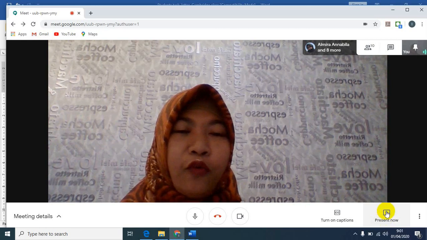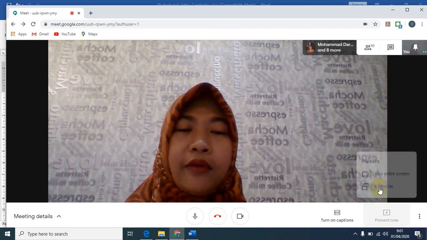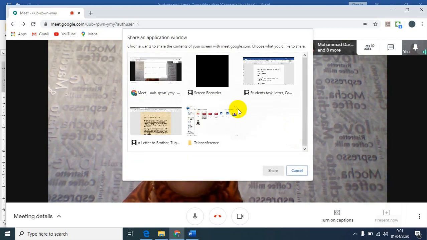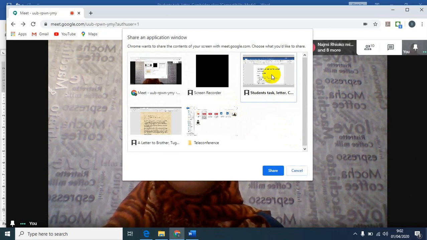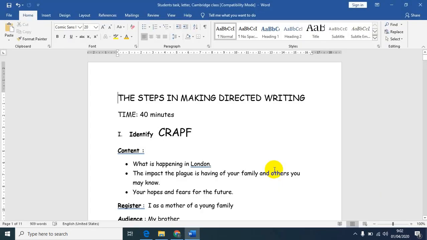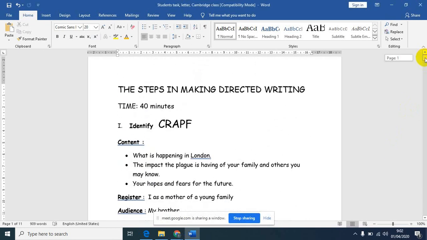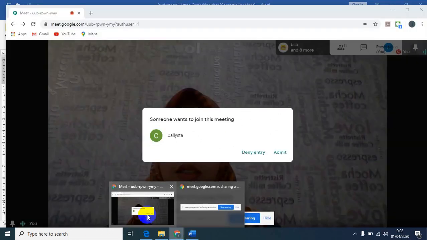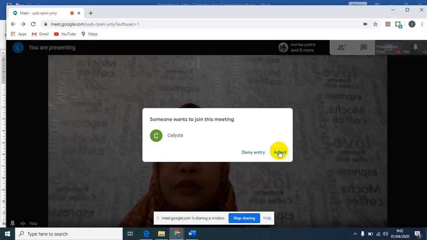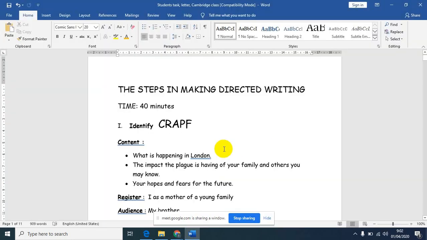Okay, let's continue for the presentations about reading and writing. For question number 1, I'm going to remind you once more of our previous discussion related to these steps in making directed writing. Number 1, you're going to have about 40 minutes for both preparation as well as doing the writing section. The first one, of course, you're going to read.